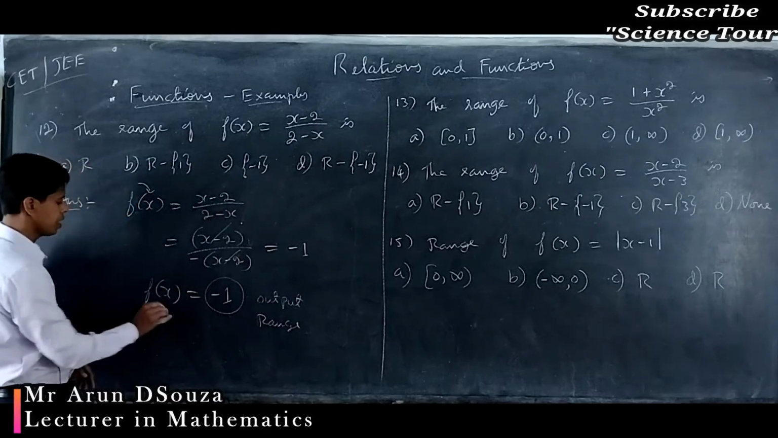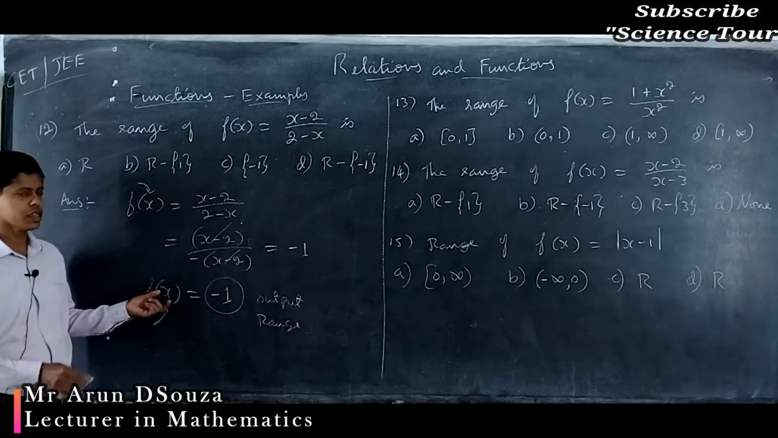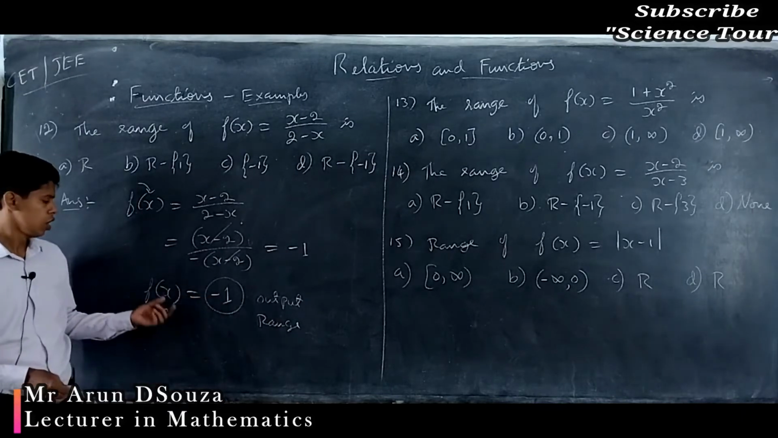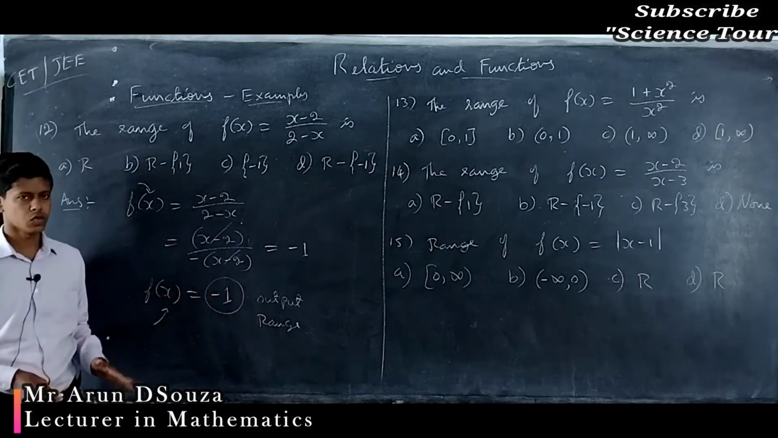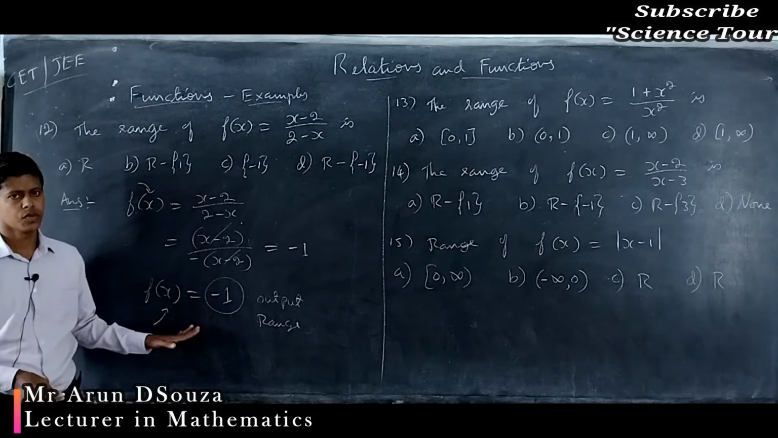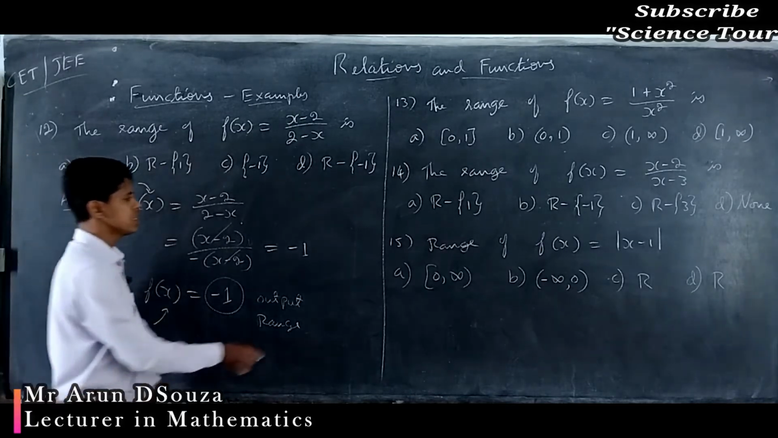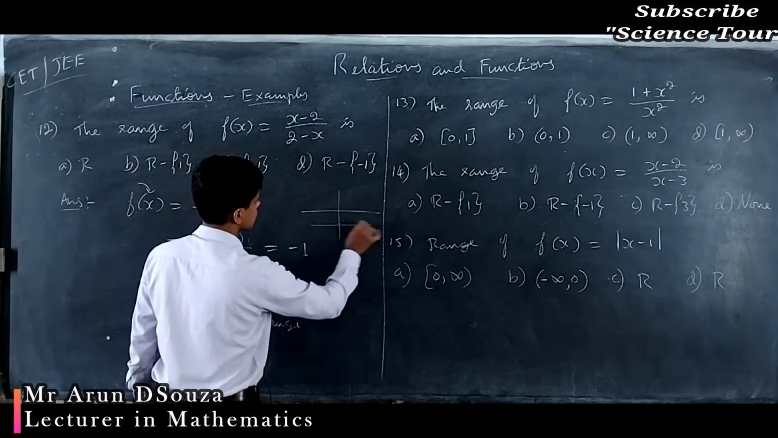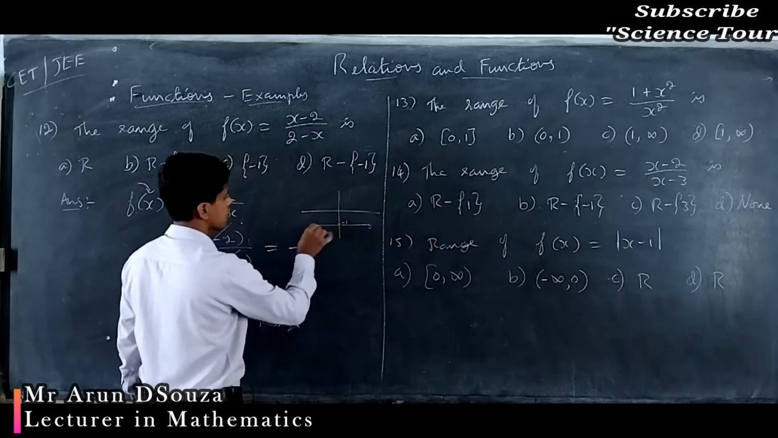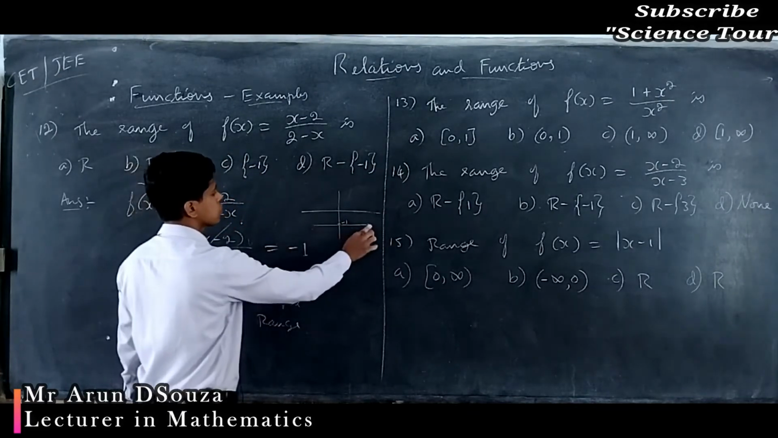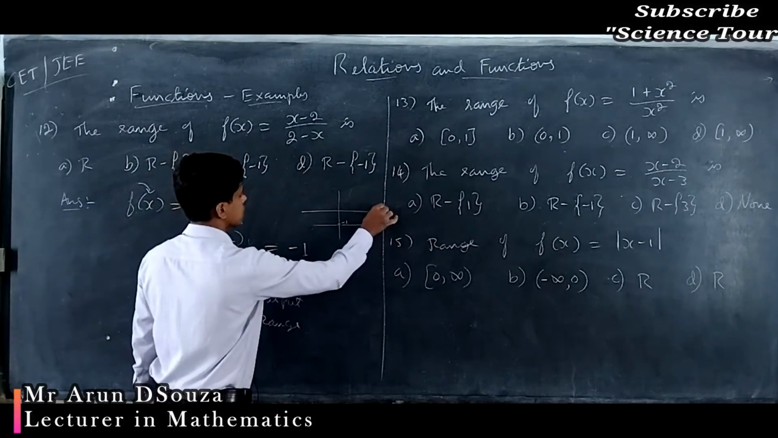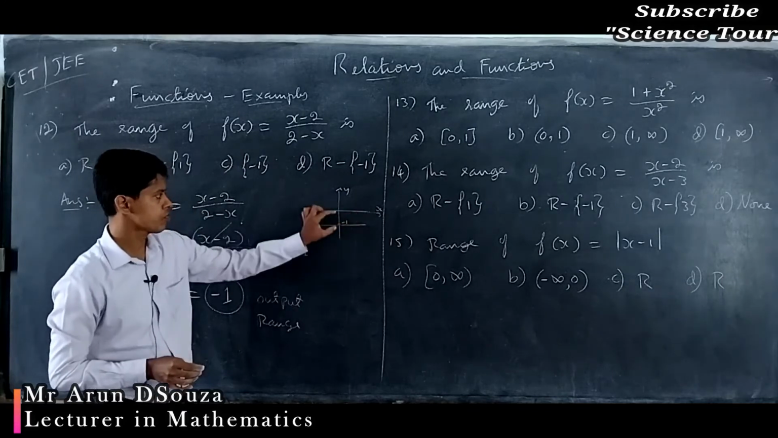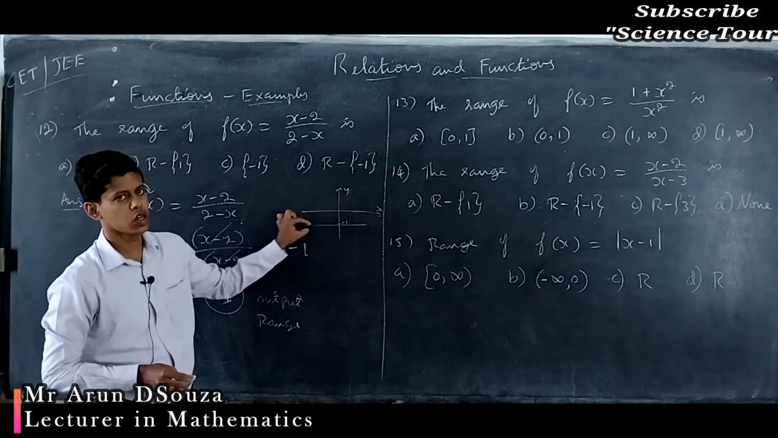So domain can be anything, input can be anything. You put 1, answer is minus 1. You put 5, answer is minus 1. You put minus 10, answer is minus 1. This is the constant function. It doesn't change for any value of x. So this remains at minus 1 always. This is the x-axis, y-axis. So for any value of x, y is always minus 1, constant function.